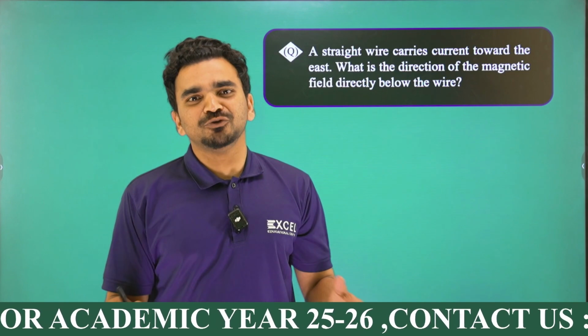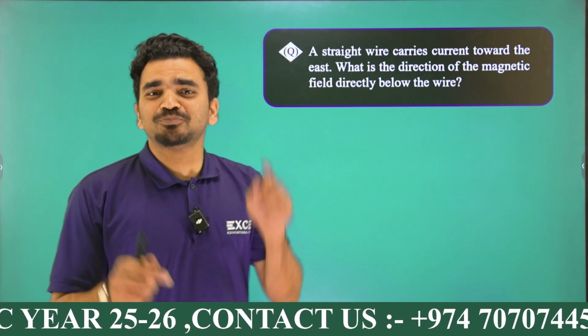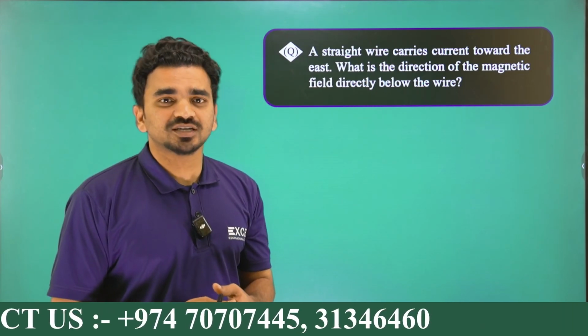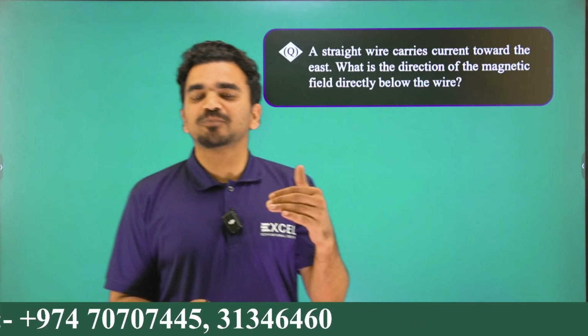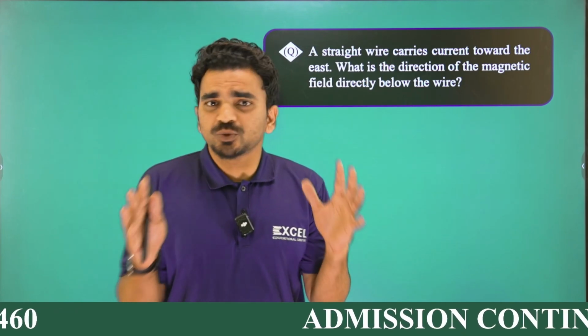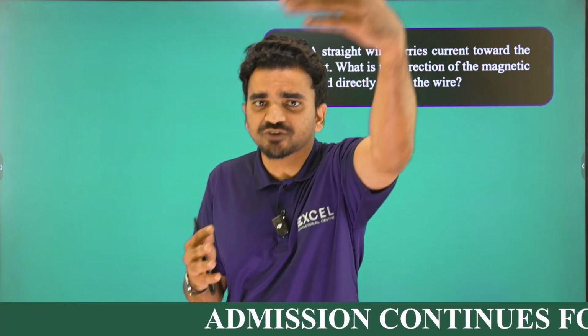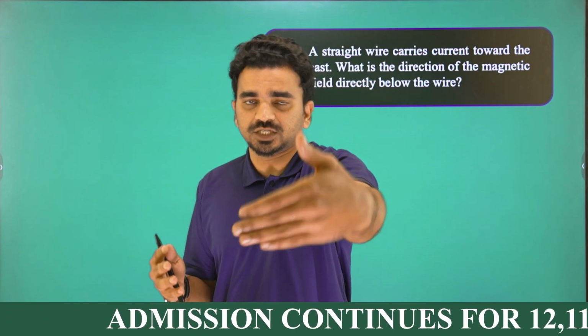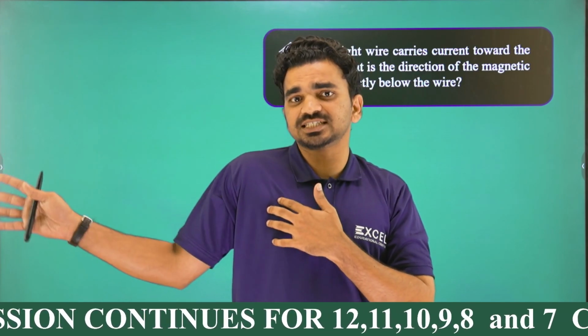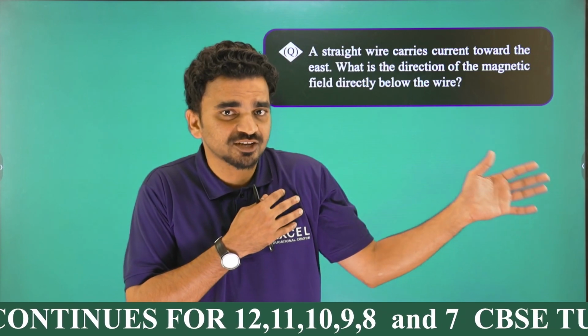Let's solve a couple of numericals of the right hand thumb rule. Here it is, the first question. Can you pause the video and try to figure it out yourself for one round? All right. So here current is going in the east direction. What is the direction of the magnetic field below the wire, it is asking. What should we do when we get this kind of question? You can assume that in front of you is north and back is south. Right of you is considered east. Left of you is considered west.